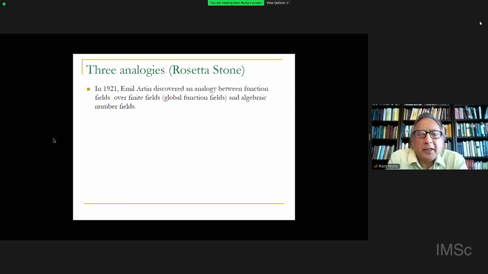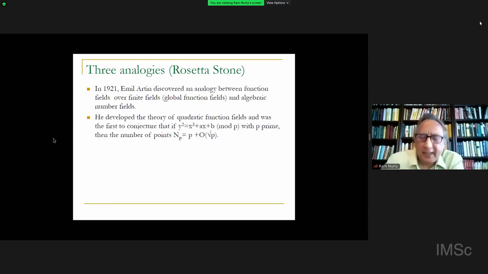In 1921, Emil Artin discovered an analogy between function fields over finite fields, called global function fields, and algebraic number fields. He developed a theory of quadratic function fields and was the first to conjecture that if you have an elliptic curve modulo P with P prime, then the number of points n sub P is P plus O of square root P. Now this conjecture of his was proved in 1933 by Hasse.